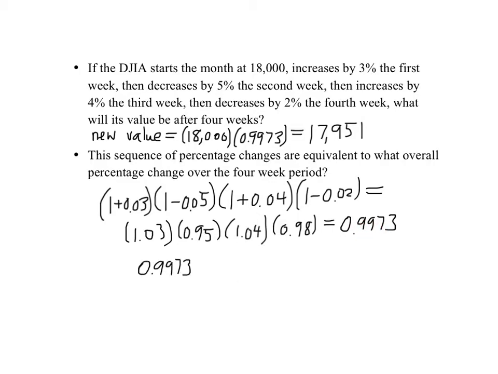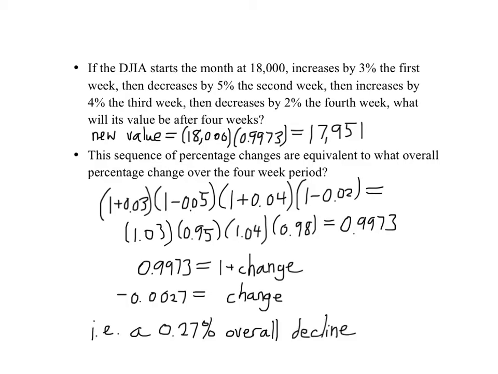Or we can argue, and it's good to come back and look at this viewpoint again, any growth or decline factor can be written as 1 plus something, that is, 1 plus the change. So how much change took place? Well, I subtract 1 from both sides of the equation and find that in decimal form, the change is negative 0.0027. In other words, there's been a decline of 0.0027 in decimal terms. As a percent, that's a decline of 0.27%.